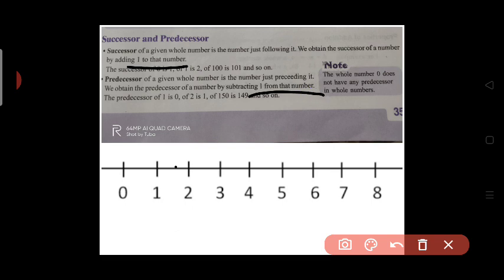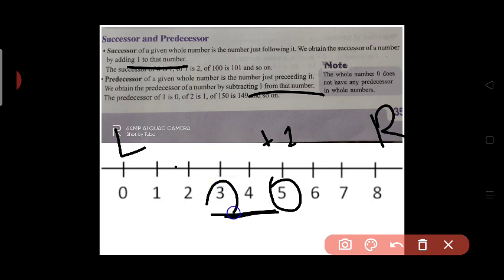The successor of a whole number lies just to the right of the number and the predecessor of a number lies just before, or to the left of, the given number. So if you see, this is a number line. This is considered the left side and right side, and suppose we have to find the successor and predecessor of 4. The successor is on the right side, because if we add 4 plus 1, what comes? 5. So 5 is the successor of 4, and in case of predecessor we have to do 4 minus 1, that means 3. So 3 is the predecessor of 4.